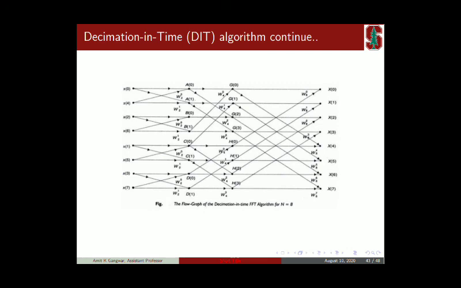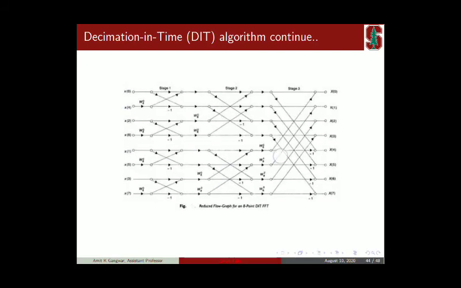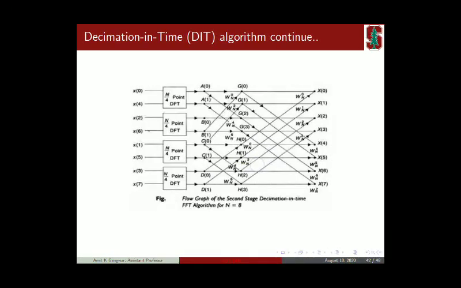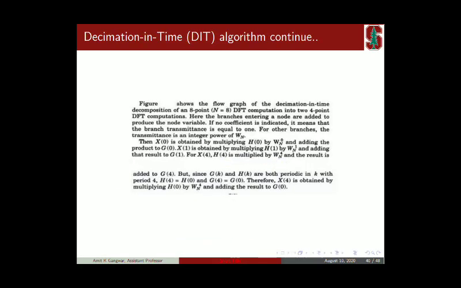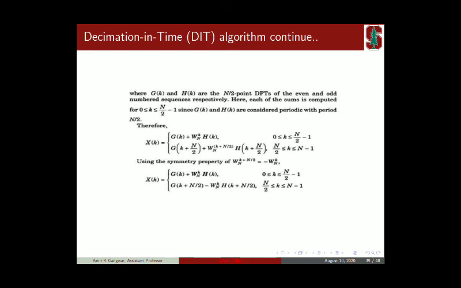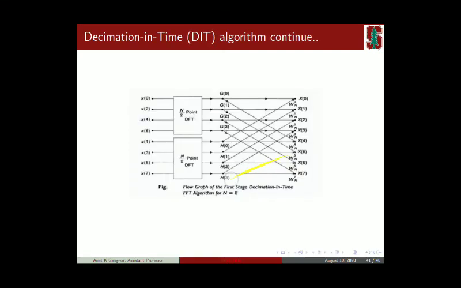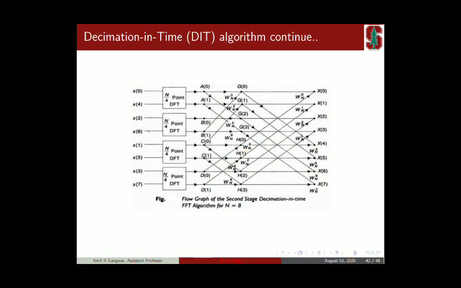You can get it's a small x, it's a capital X. Small is the time domain and capital is the frequency domain. So this is the final simplified expression you can get easily. You can break this further into g, and g further into a and b, and ab further into x0 and x4. This is the symmetry expression.